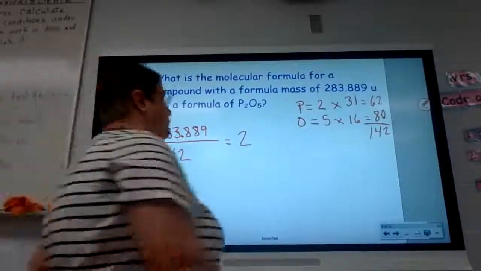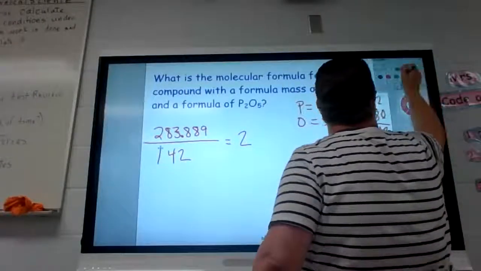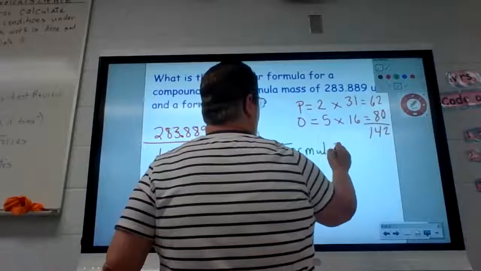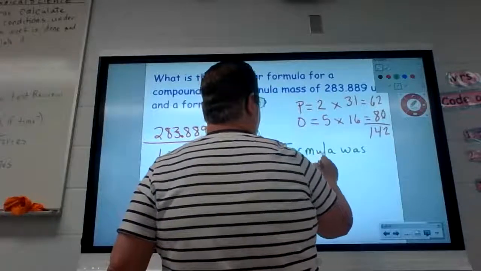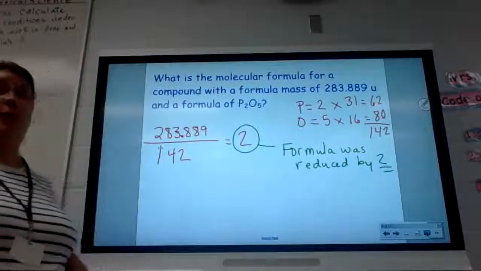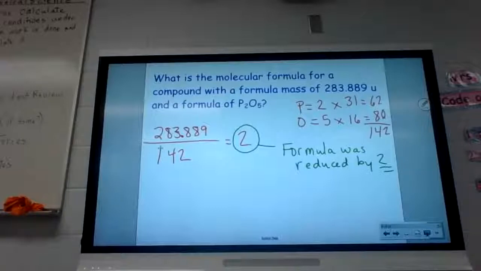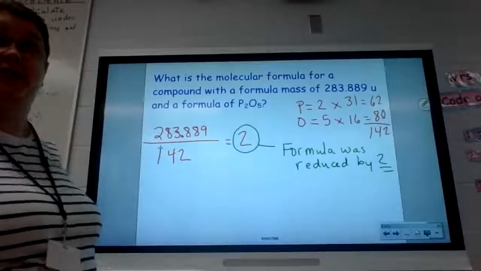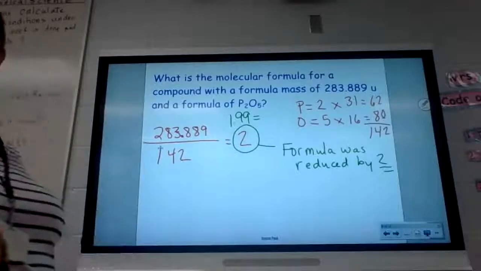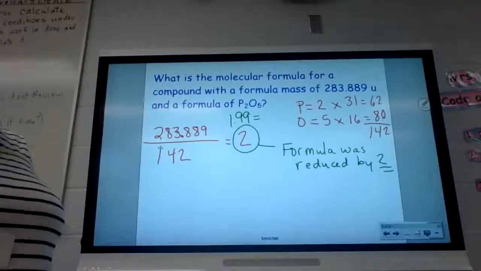Now, what this tells you is the formula was reduced by 2. That's what that 2 means. If you got a 1, it would mean the formula was reduced by 1, which means it wasn't really reduced. If you get a 6, the formula was reduced by 6. 1.99 means it's a 2. If you got 1.6 or 1.7, that would tell you that you have a math error.